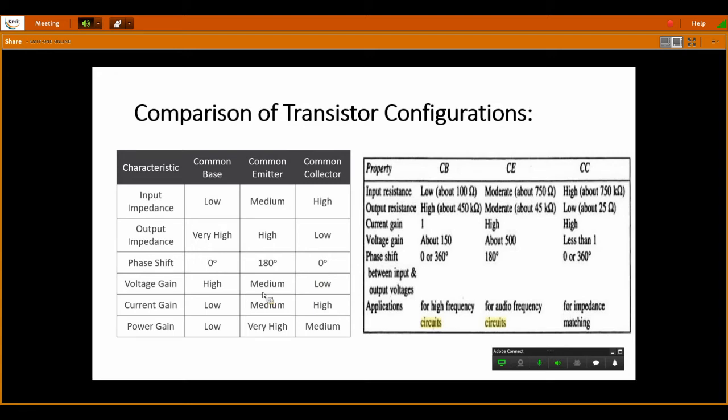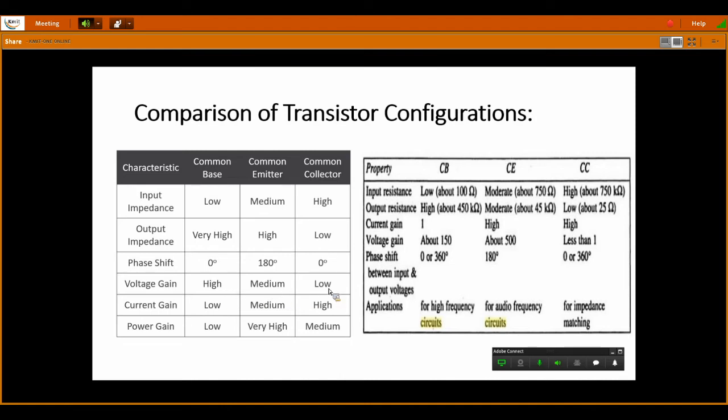If I apply an AC signal to the common base, emitter or collector configurations or amplifiers, we don't have any phase shift in the common base amplifier, hence it is 0 degrees. In common collector also we don't have any phase shift. Only in one do we have an out of phase, so the output is out of phase with its input in the common emitter configuration, hence we have a phase shift of 180 degrees.